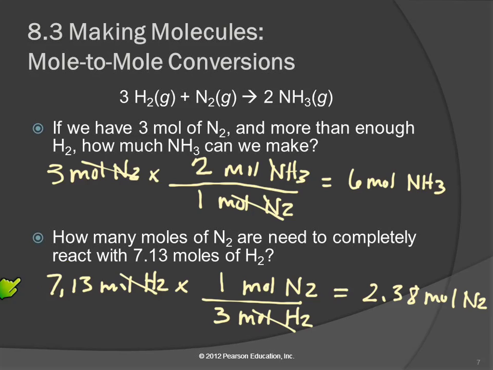I'm using 3 because of this. These numbers are exact. These coefficients in the balanced chemical equation are exact numbers because 3 molecules of hydrogen would be a counting number. 3 molecules react with 1 molecule to form 2 molecules. And when we say mole, we're just expanding the number of them, but those are still considered exact numbers. So you're going to be limited by the number that you're given, the 7.13 moles. Any questions?